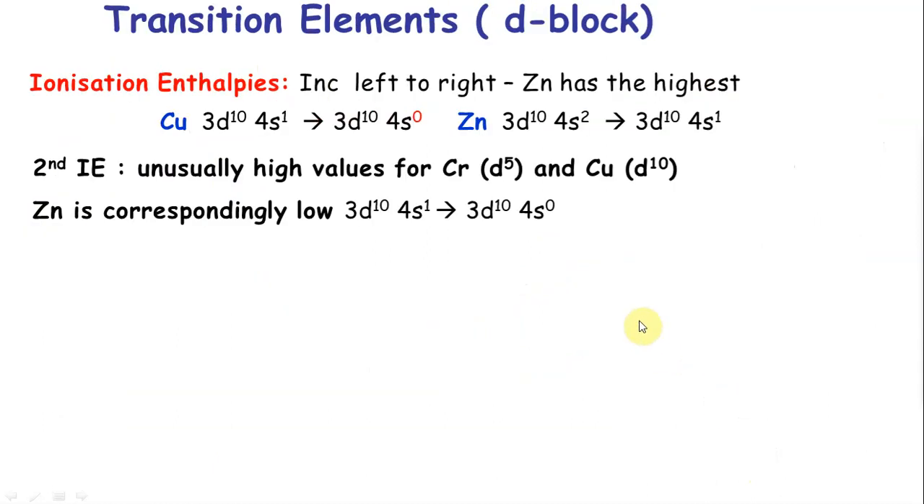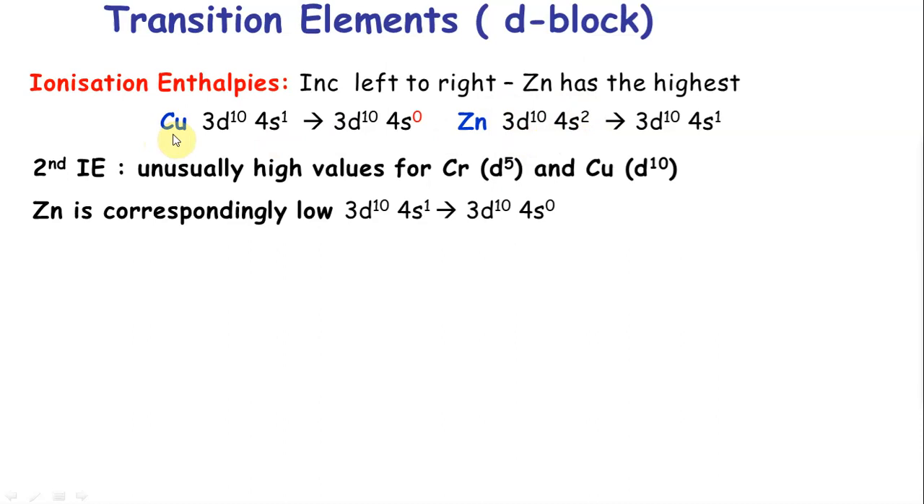Now, properties of d orbital metals. First is ionization enthalpy. It increases from left to right. It's understandable. Z effective is increasing. Zn has the highest. Why Zn has the highest is that in all of them you can remove electrons easily, whereas in Zn you have to remove from a completely filled one.